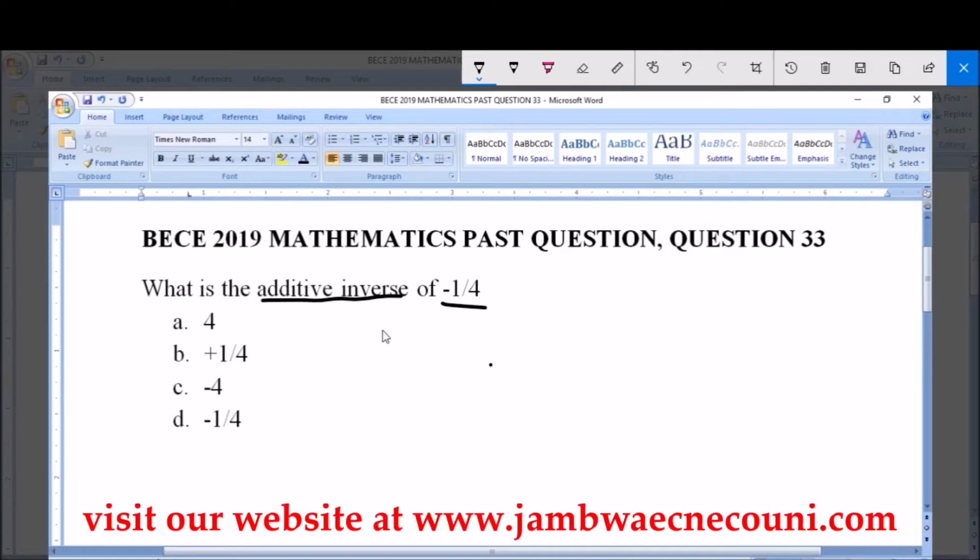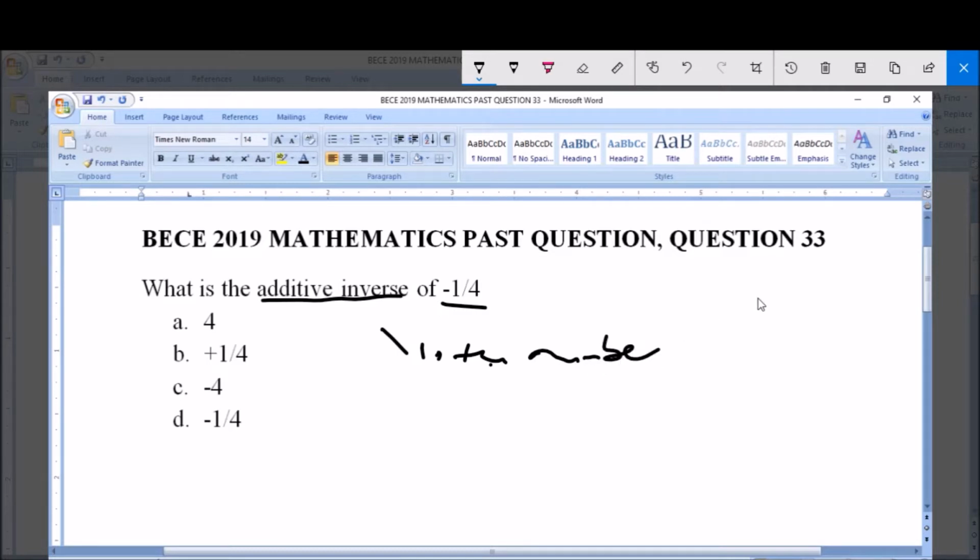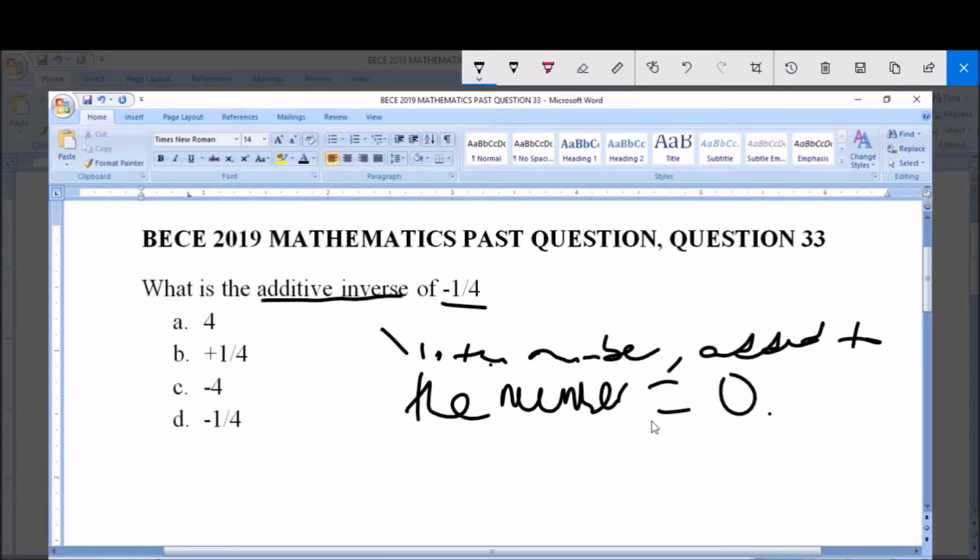So I say the additive inverse of a number is the number which when added to the number will yield 0. So now we have minus 1 over 4. And the best way for us to get an additive inverse is by changing the sign of our number.